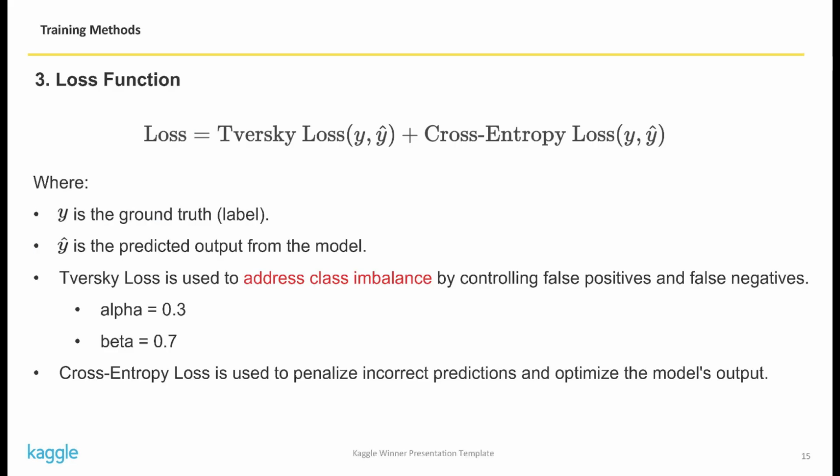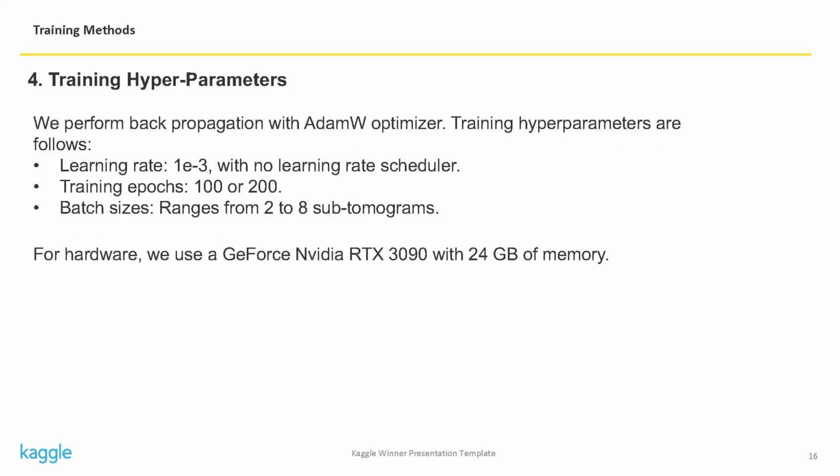To further tackle class imbalance, we employed Tversky loss, which allowed us to control false positives and false negatives by adjusting the alpha and beta values. We also incorporated cross-entropy loss to penalize incorrect predictions, further optimizing our model's performance. In terms of training hyperparameters, we used the AdamW optimizer with a learning rate of 0.001 without a learning rate scheduler. Our training was conducted for 100 to 200 epochs, depending on the model.